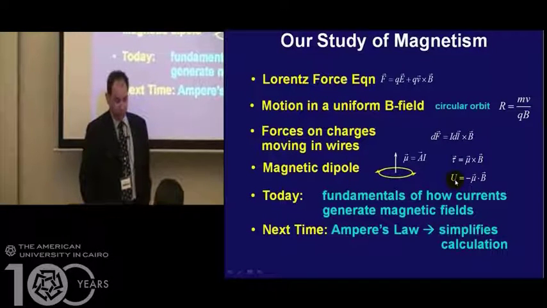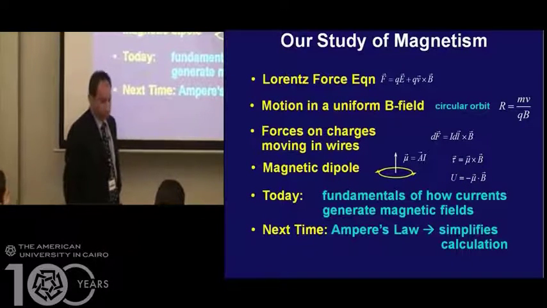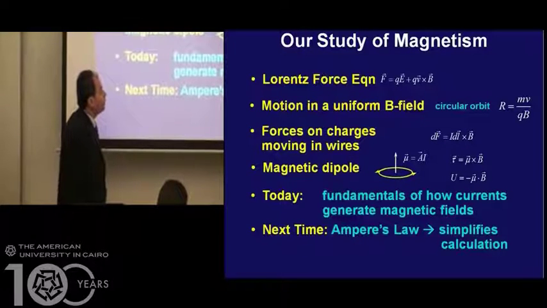Dr., if mu was perpendicular to B, U equals 0. The energy? U equals 0. Yes.